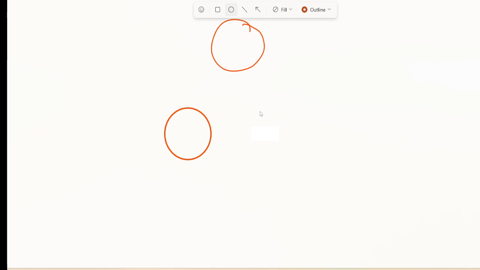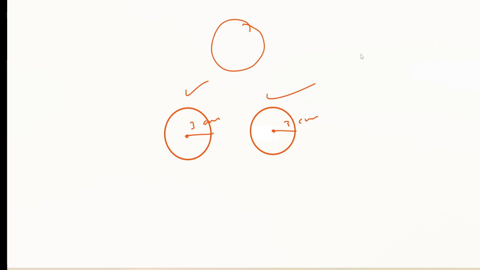Then let's talk about congruence. Congruent shapes means identical. Like if there are two circles, suppose both of them have a radius of 3 centimeters. This is also 3 centimeters. So I can say that these two circles are congruent to each other.